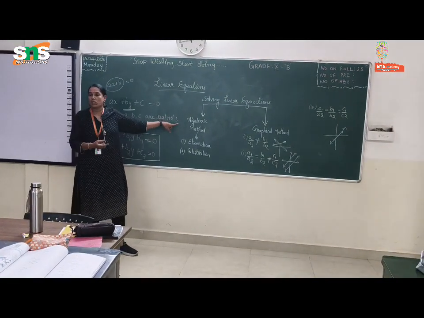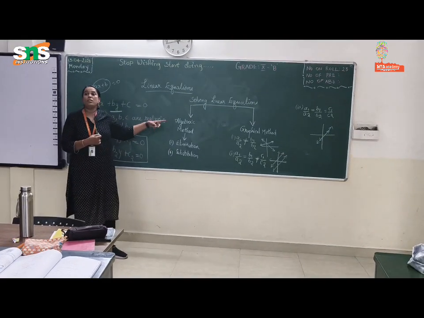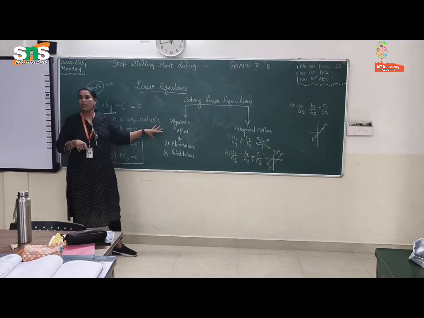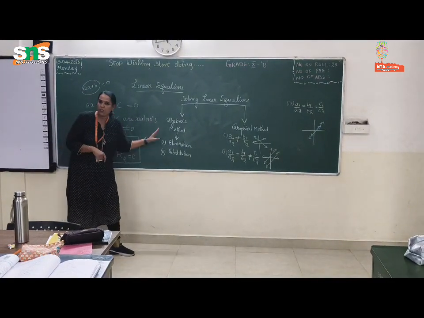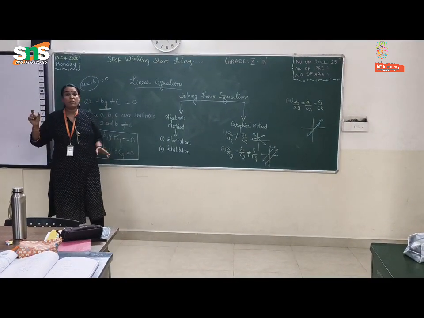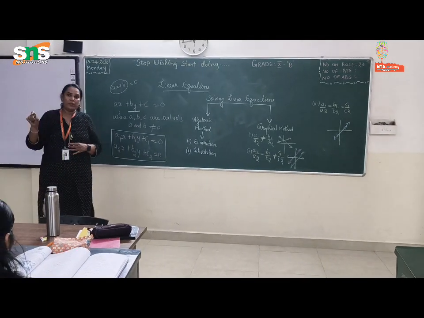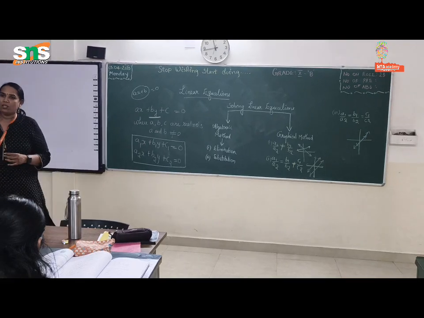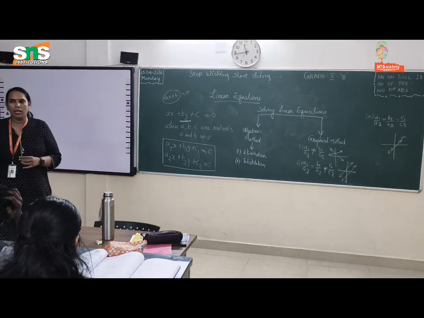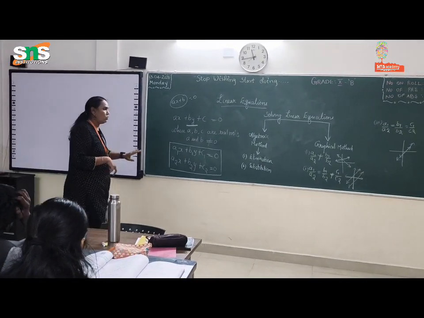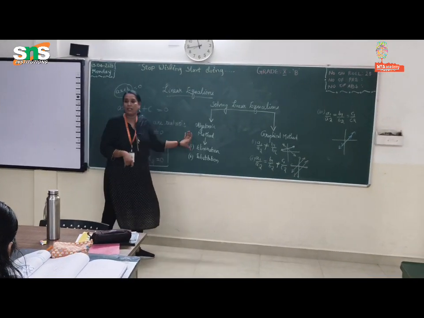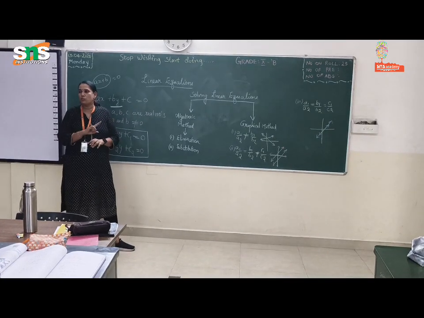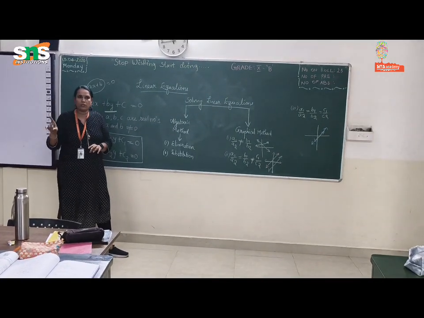Suppose they are asking you to solve the equation algebraically, that is your wish, you can choose any method. But if they mention the name of the method, used by substitution method, used by elimination method, then you have to use only that particular method. Am I clear? So according to the question, you are choosing. Which method is deleted? Cross multiplication is deleted. You should not use it.